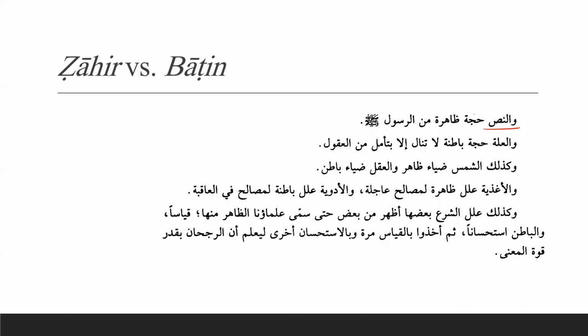So he says the sacred text is a proof which is evident from the Prophet ﷺ, and the illah, the cause, is a hidden proof because it's only arrived at through careful reflection on this text. And then likewise, there's more examples really. The light of the sun is evident, the light of the intellect is hidden. And the light of the intellect has, well, you could say a much greater effect, in what we could call the scheme of the moral life.